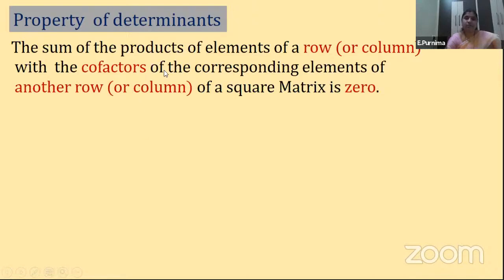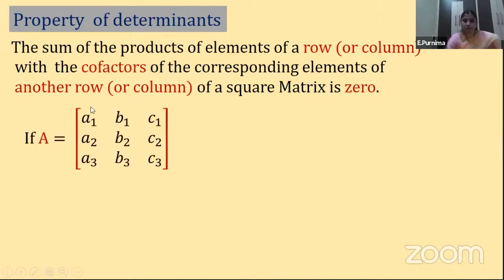So what does it mean? The sum of the products of elements of a row with the cofactors of corresponding elements of another row means the elements of a row. Suppose these are the elements of a matrix. So let us take the first row. So what will be the cofactor matrix? Children, already we know that the cofactor matrix will be capital A1, B1, C1, A2, B2, C2, A3, B3, C3 in all capital letters. Okay, so that already we know. Now here, if it is the case, then what is the statement here? What is the property it is telling us? The sum of the products of the elements of a row or column, anything we can consider.